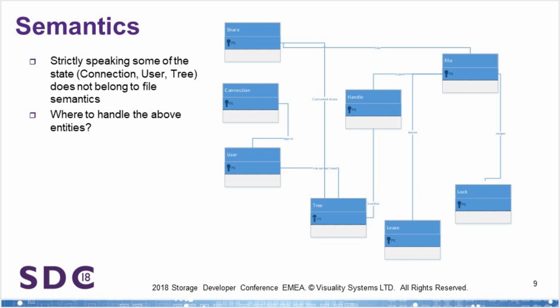Now, this sentence is not exactly correct. All those guys over here do belong to semantics, but they do not belong to file system semantics. That's the difference. We distinguish between file system semantics, which I will mention a little bit later, and network semantics. This is more about network semantics and less about file system semantics. All the rest is file system.